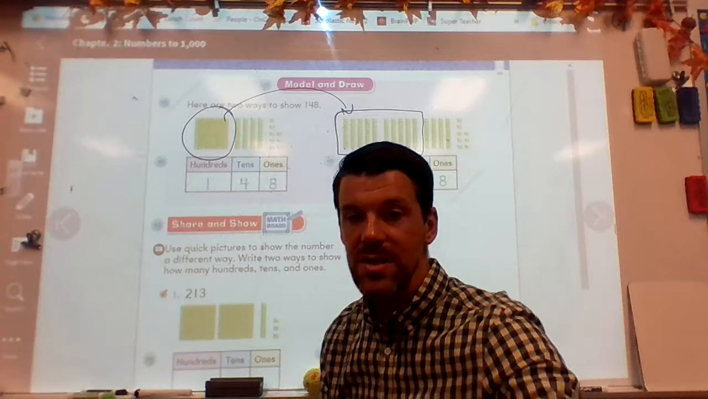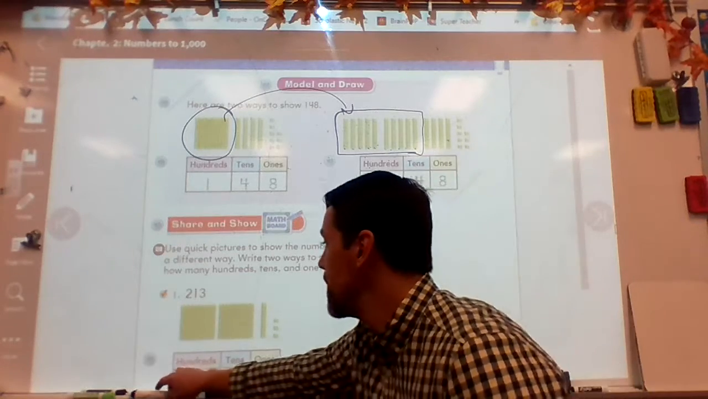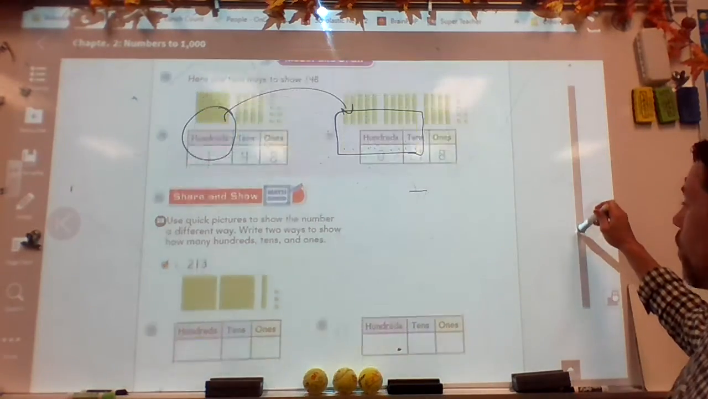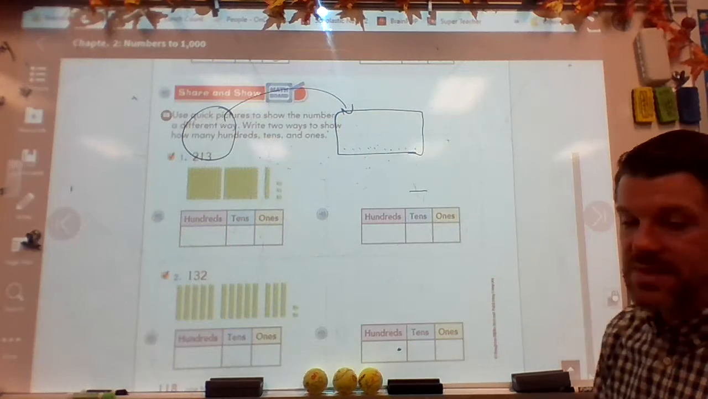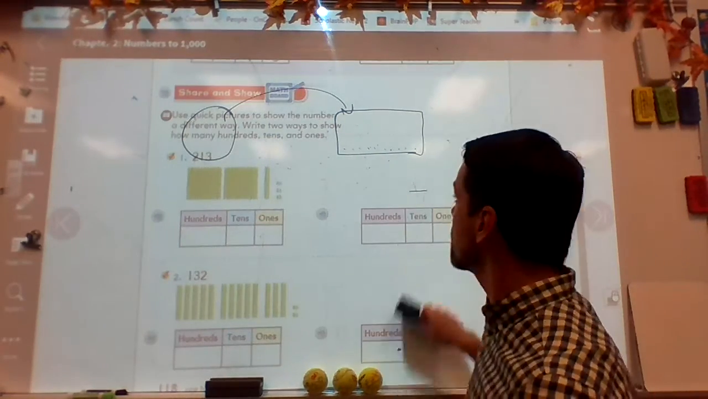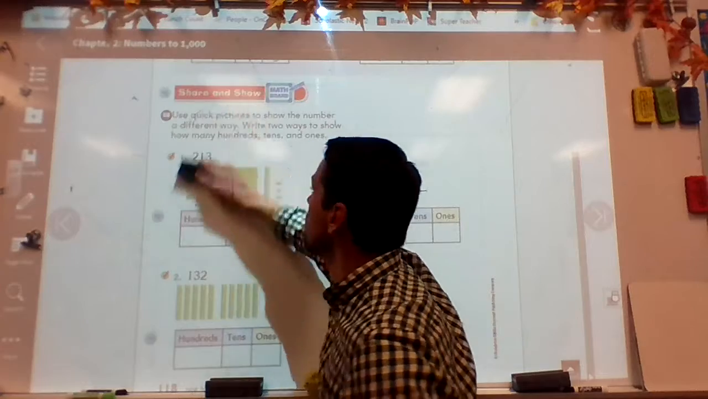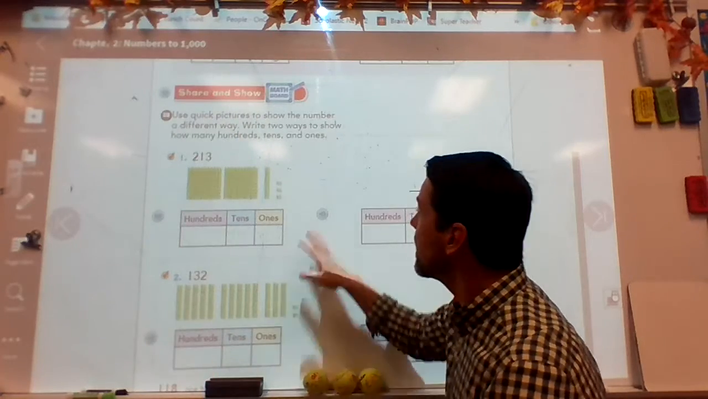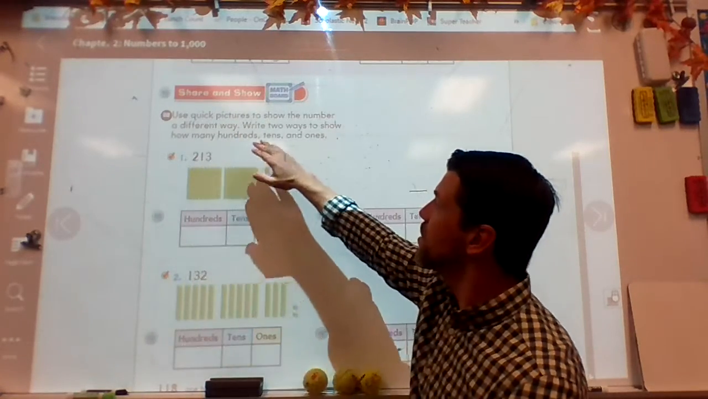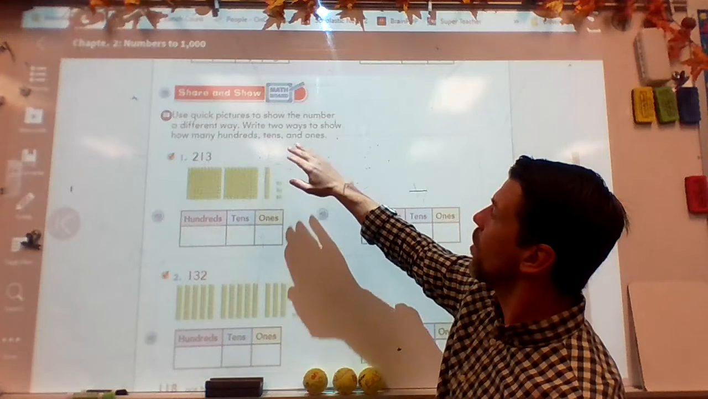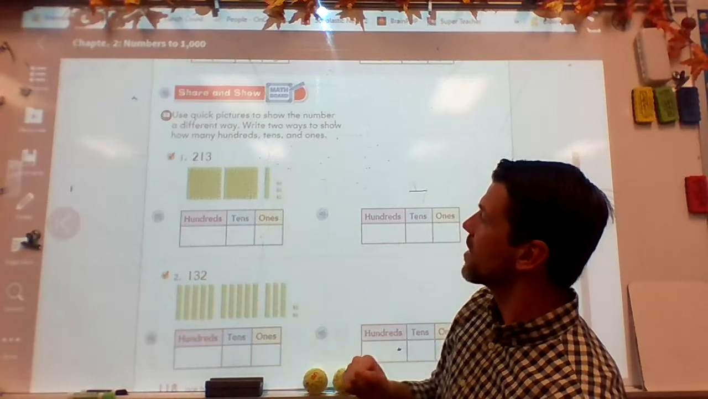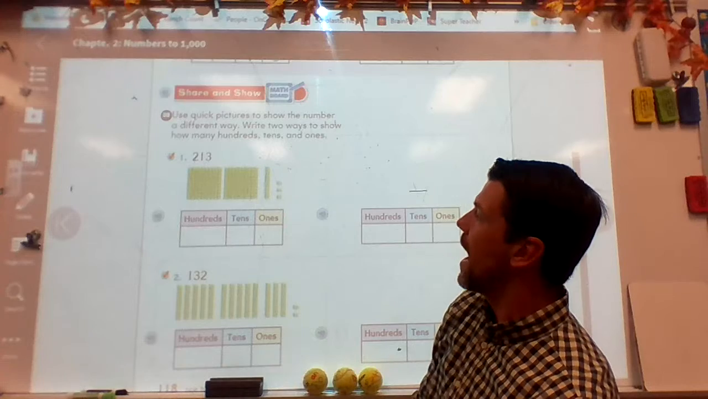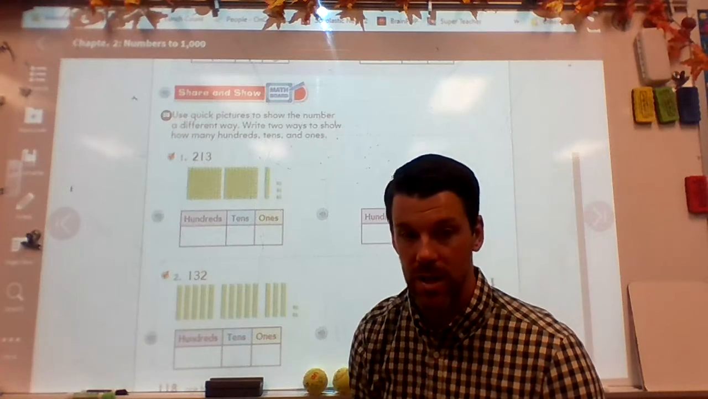As we look down on this page, let's do one of them or two of them together. So let me erase my board. And let's look at this first one. It says, use quick pictures to show the number in a different way. Write 2 ways to show how many hundreds, tens, and ones.